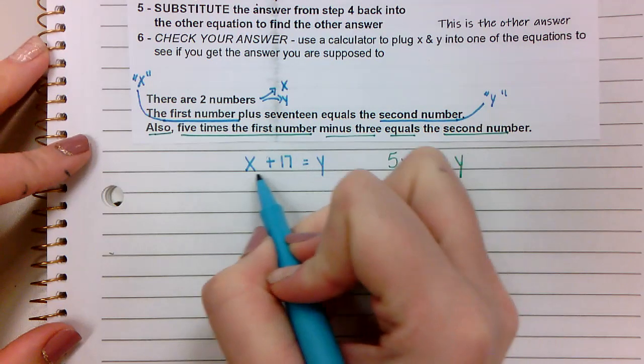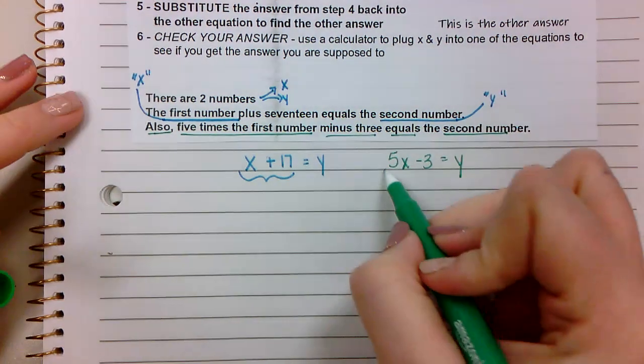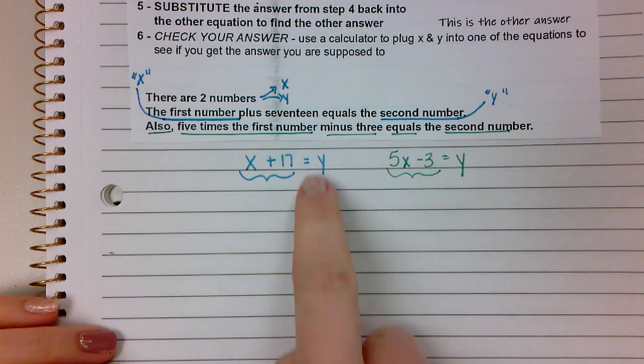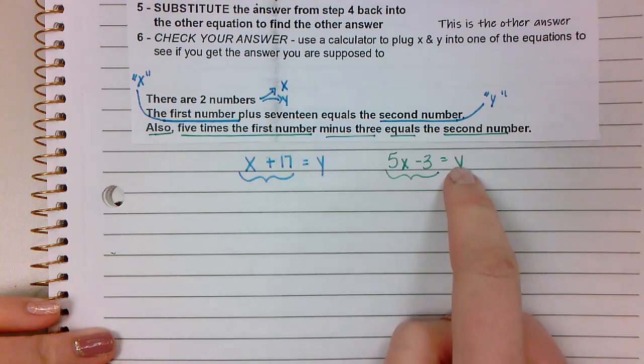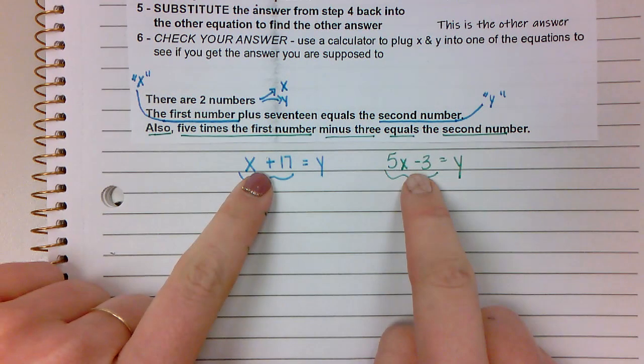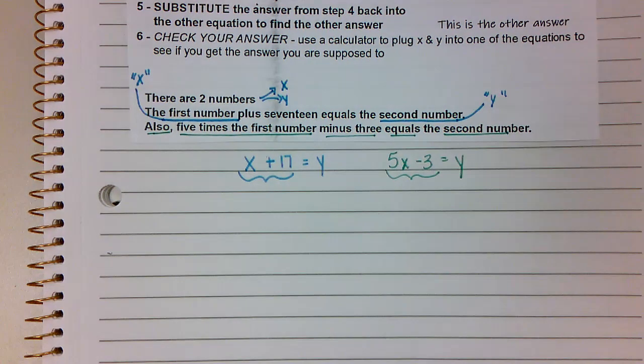So if this equals y and this also equals y, doesn't that mean they equal each other? Because this is saying y is this, and this is saying, well, y is also this. So if this and this is y, they are the same. It's kind of like saying 2 plus 3 equals 5 and 1 plus 4 equals 5. So 2 plus 3 and 1 plus 4 also equal each other, right?